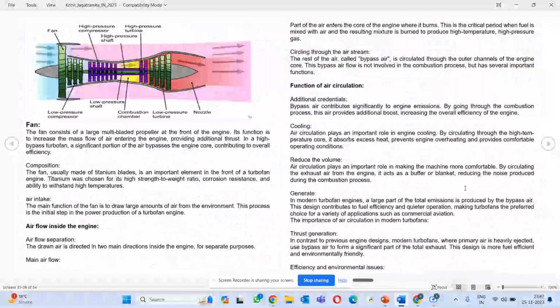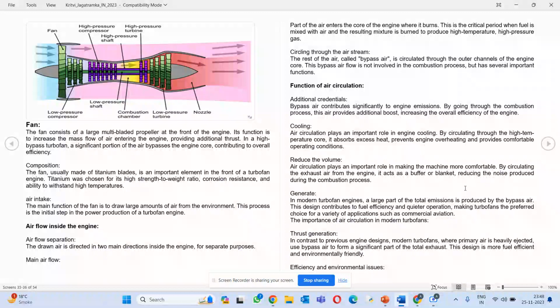The fan is typically constructed with titanium blades due to its high strength to weight ratio, corrosion resistance, and ability to withstand high temperatures. The primary function of the fan is to draw a large amount of air from the environment, making it the initial step in the power production of the turbofan engine.